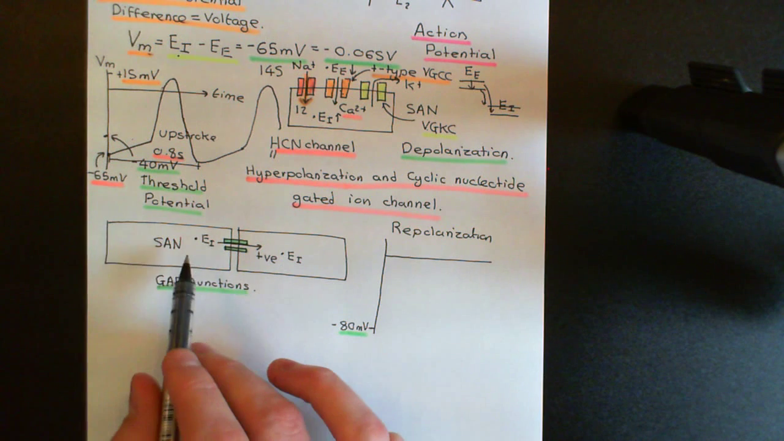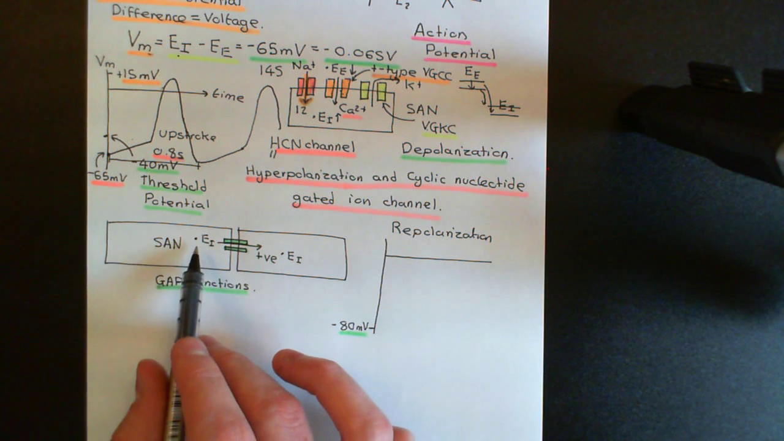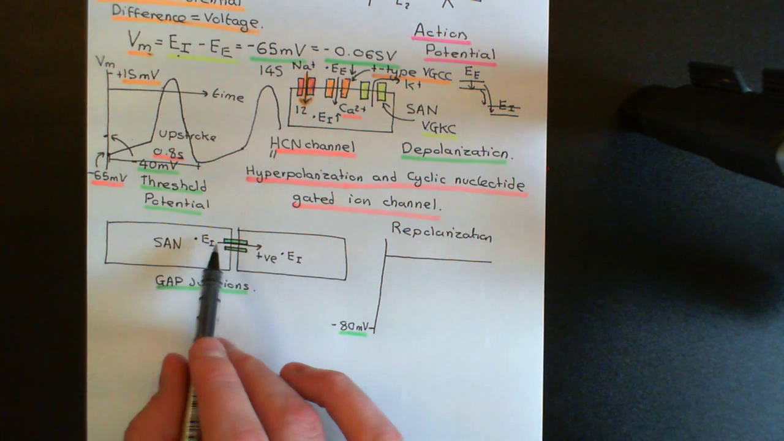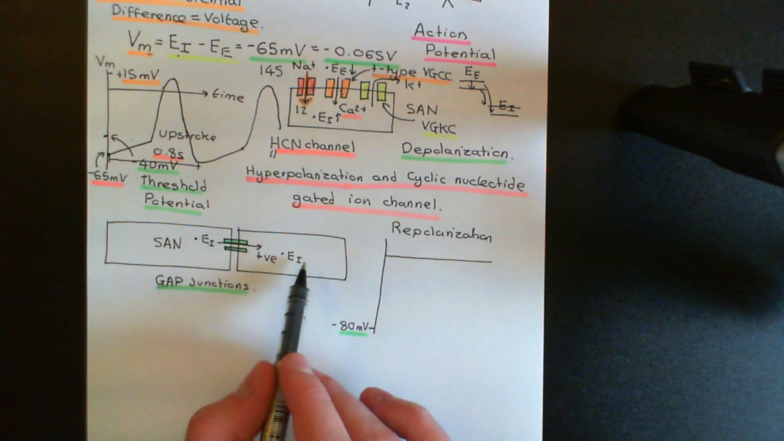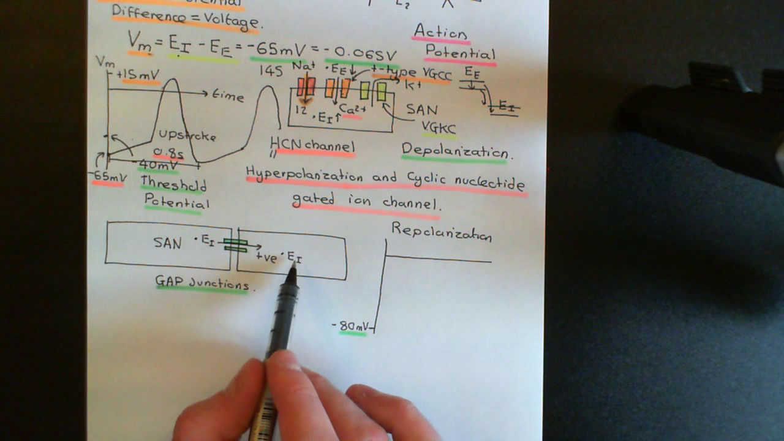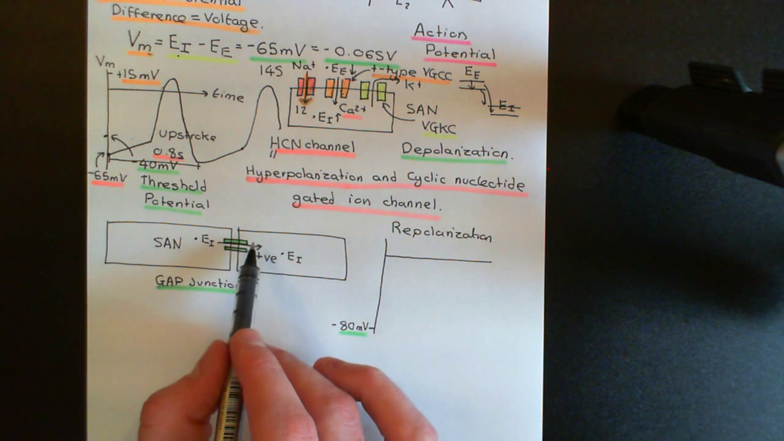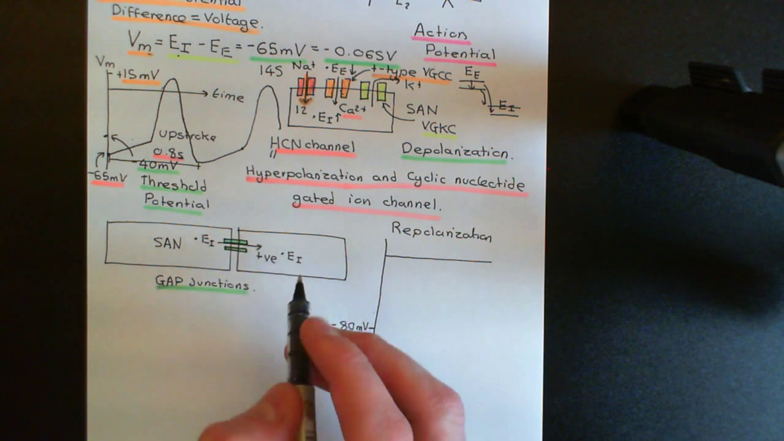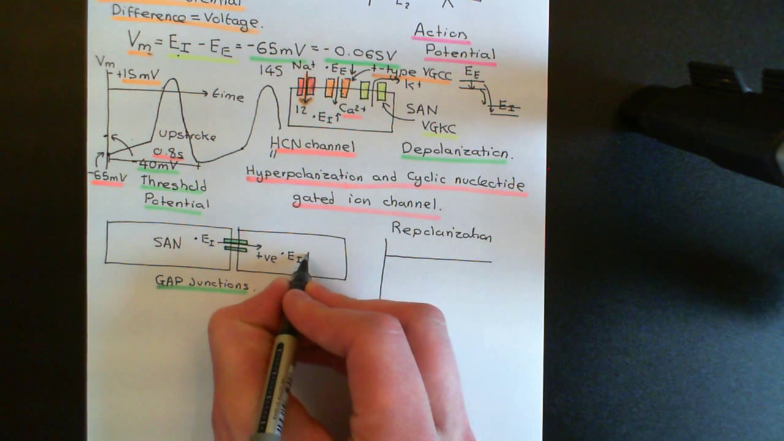Now, when the sinoatrial node cell has undergone an action potential, as I say, because of the gap junctions, we are going to get positive charge coming into the intracellular compartment here. What that is going to trigger is it's going to trigger the electrical potential intracellularly to go up.